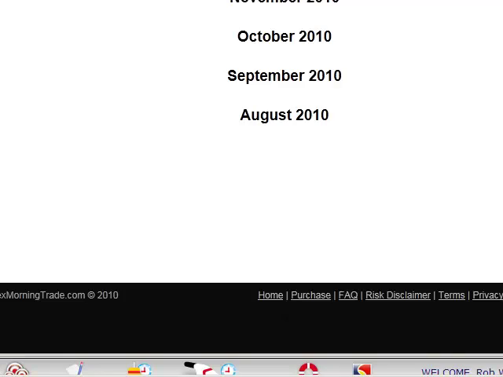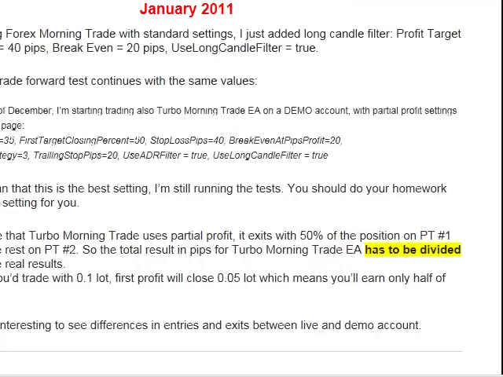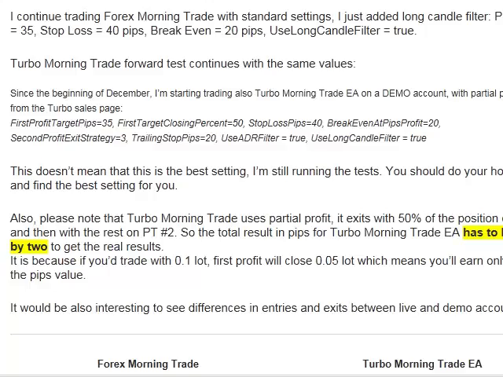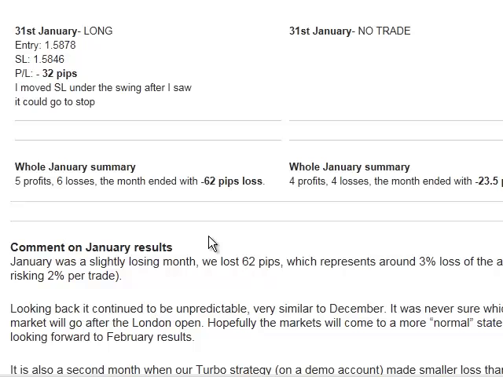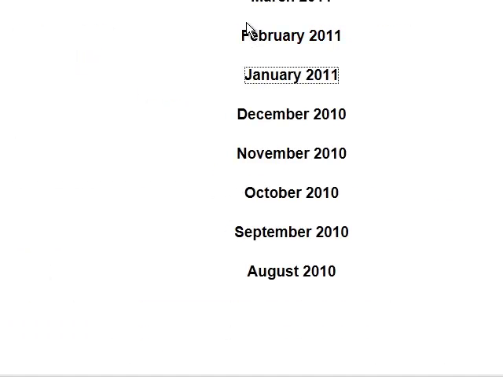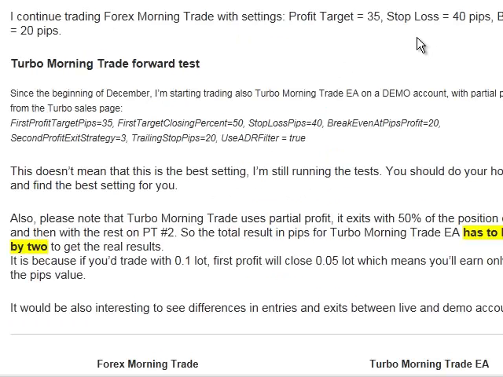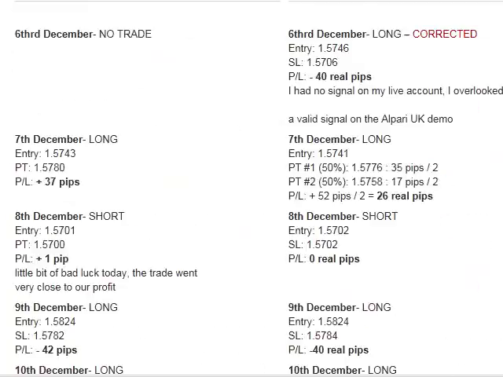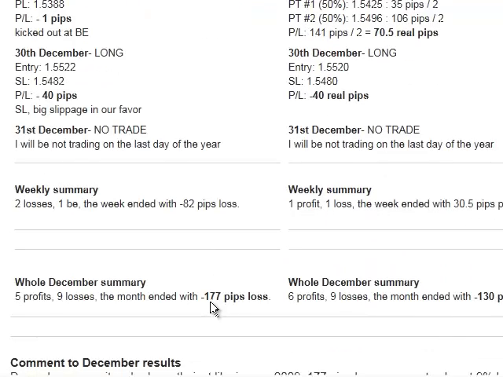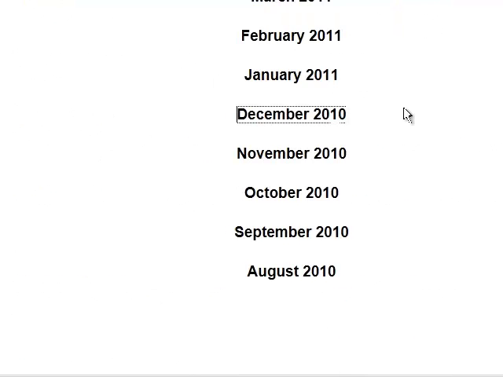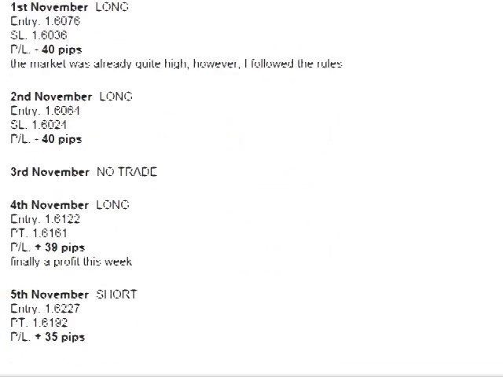Now, January, we had a loss. 62, and then there was a loss in December as well. It was 177. Now I've seen this a couple times, having a loss in December, so I recommend avoiding December. I think things are just too hectic during the holiday season, so just stay out of it.